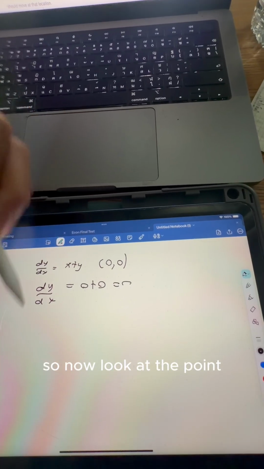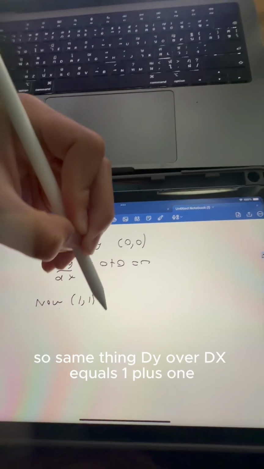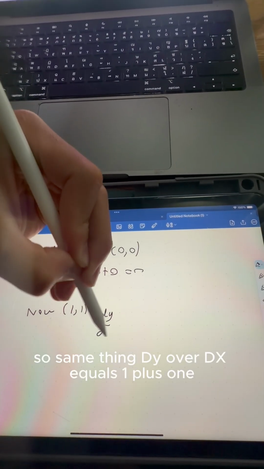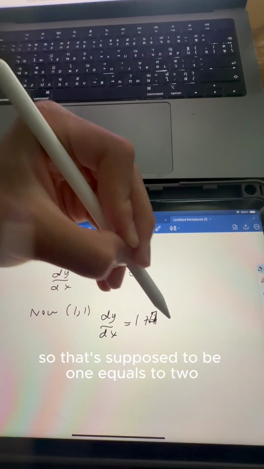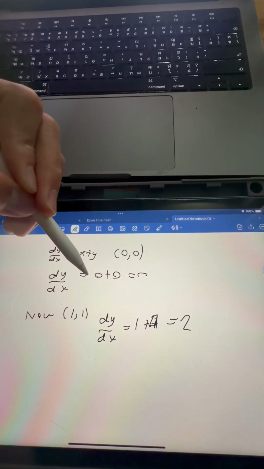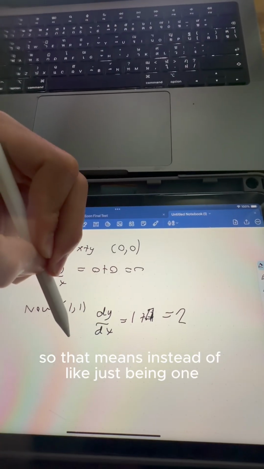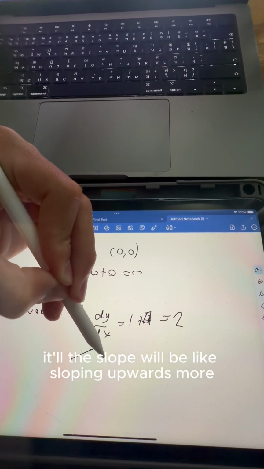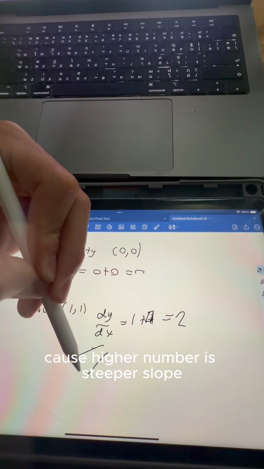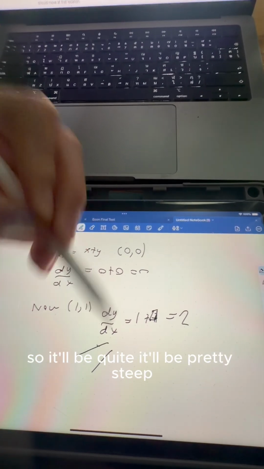Now look at the point (1, 1). Same thing, dy/dx equals 1 plus 1 equals 2. So here, the slope would be 2. That means instead of just being 1, the slope will be sloping upwards more, because a higher number is a steeper slope. So it'll be pretty steep.